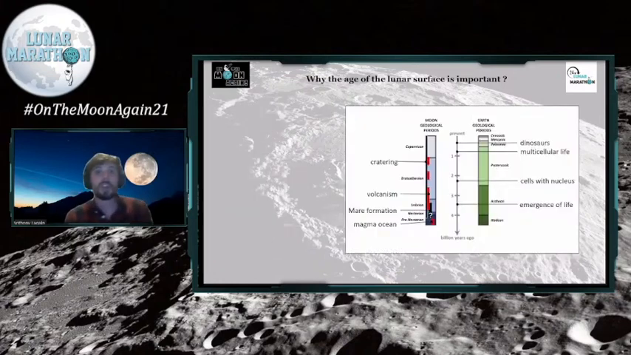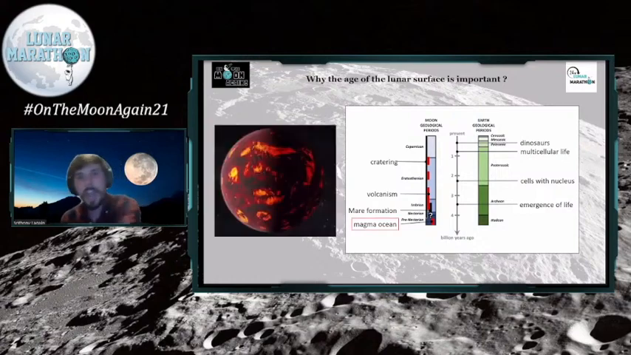So what has happened on the moon since its formation? Because we are looking at a very long time scale, you can see on this figure a comparison between what has happened on Earth and on the moon over the last 4.5 billion years, with some marks focused on the emergence and the evolution of life on Earth.